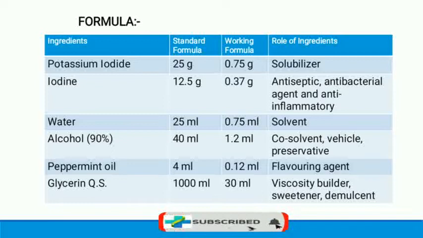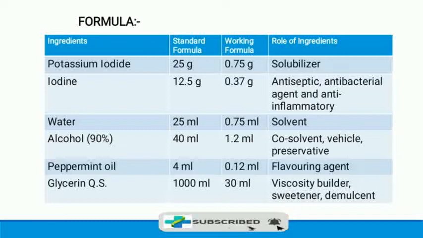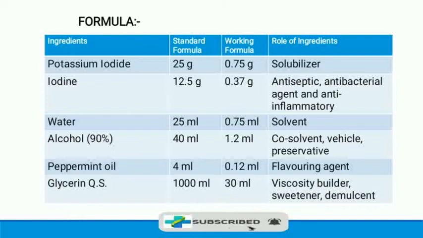Then you are going to use peppermint oil 4 ml, which is going to act as a flavoring agent, and you are going to use glycerin to make the volume up to 1000 ml. Glycerin acts as a viscosity builder or viscosifying agent, then a sweetener as well as a demulcent. Now in the practical I have told you to prepare 30 ml. Likewise, you are going to calculate the working formula for 30 ml.